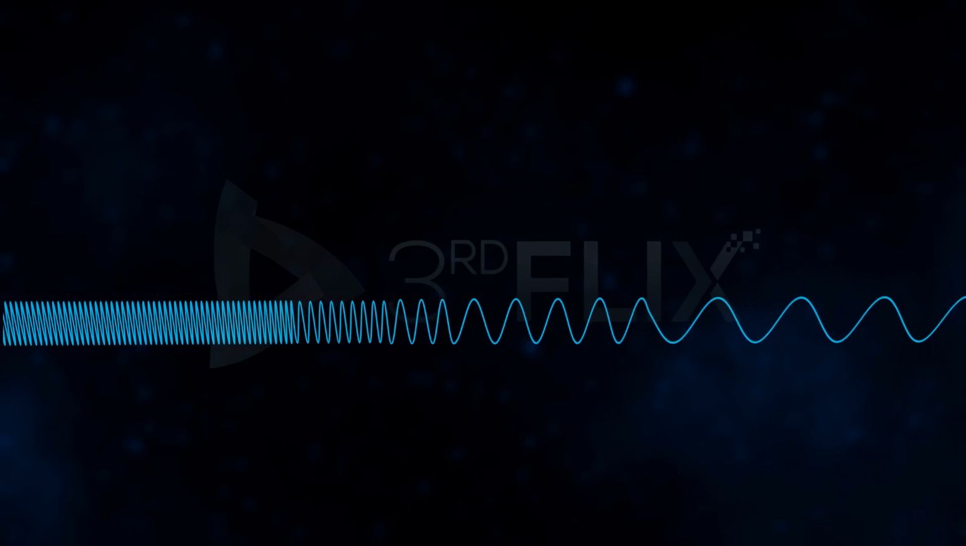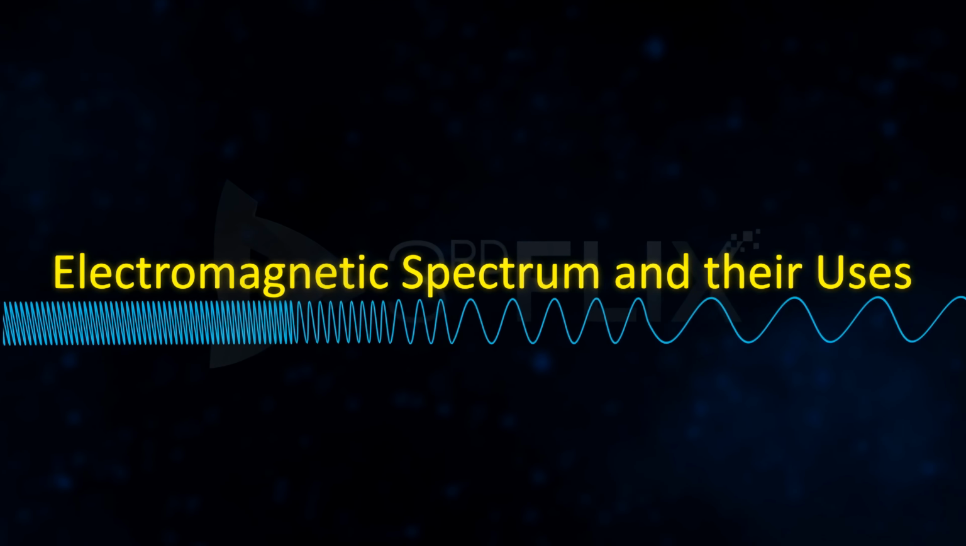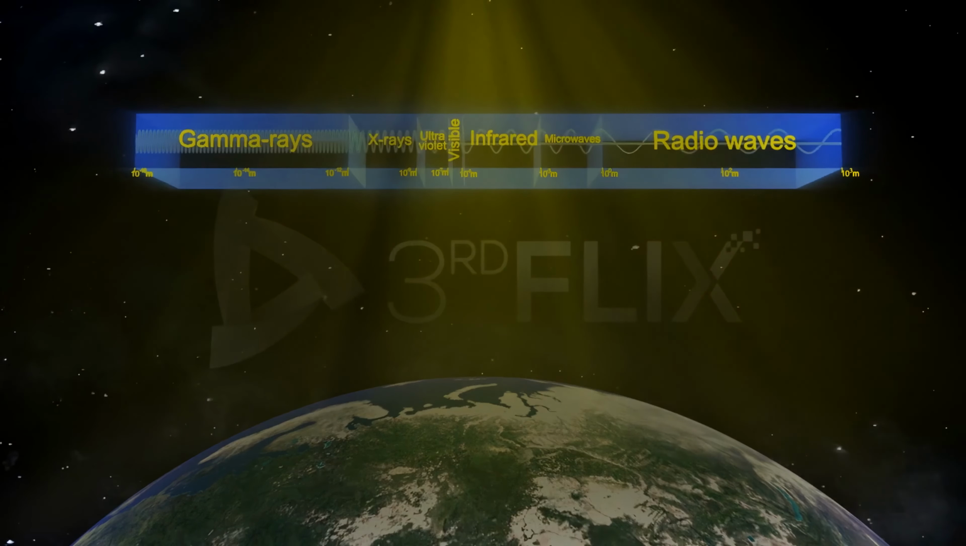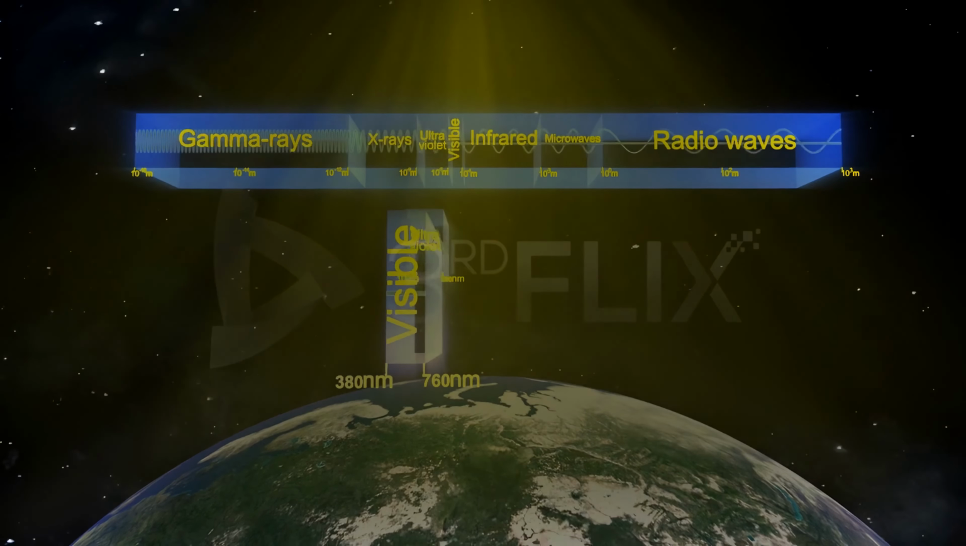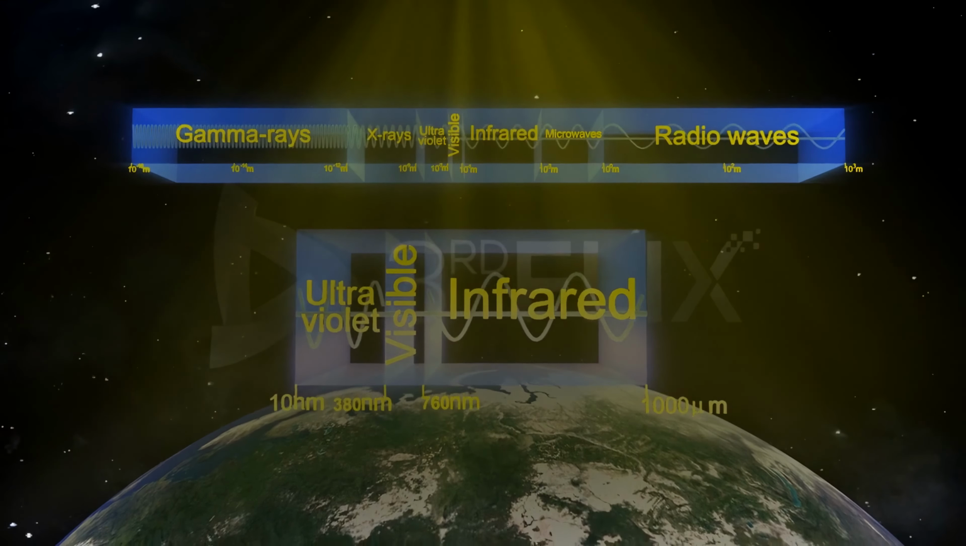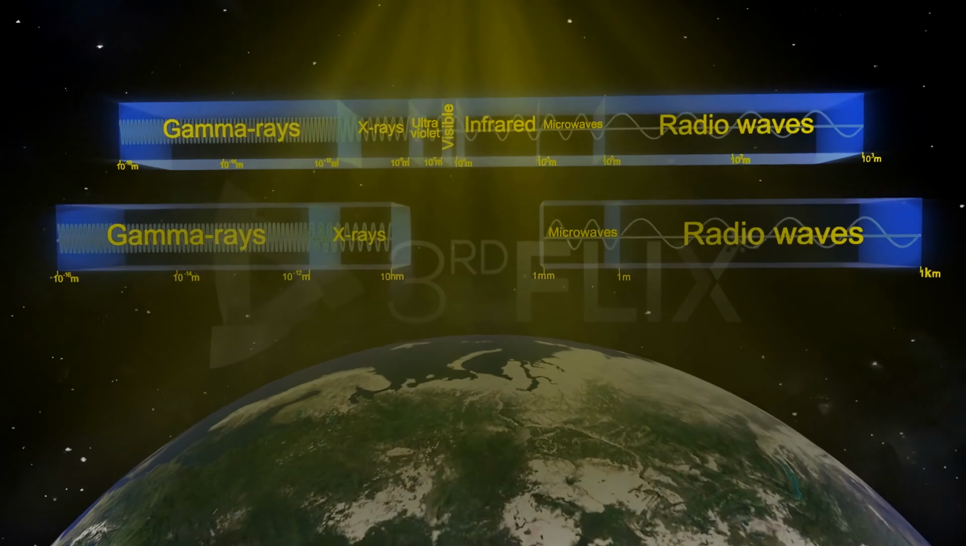Objectives: to know the different regions of the electromagnetic spectrum and their uses. We have already learnt about the nature of electromagnetic radiations, the visible, ultraviolet and infrared regions of the electromagnetic spectrum. Now let's learn about the other regions of the electromagnetic spectrum.